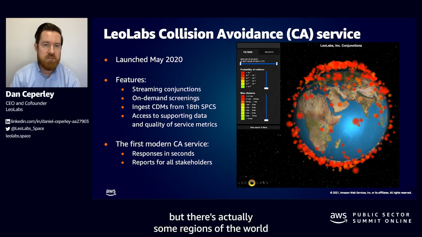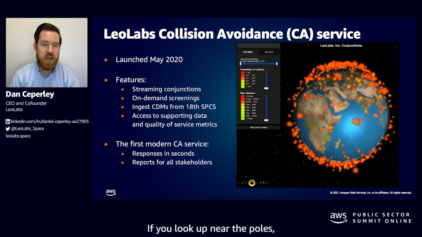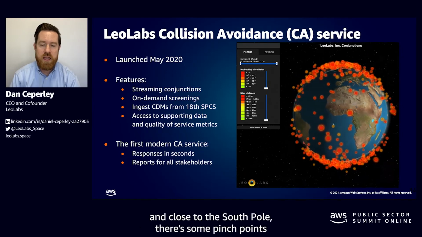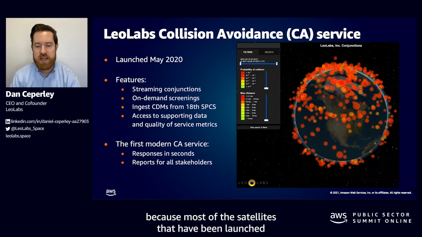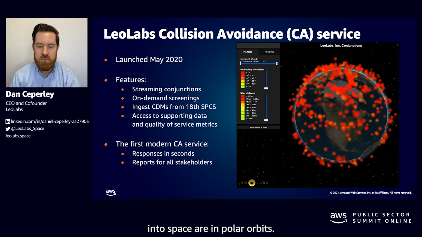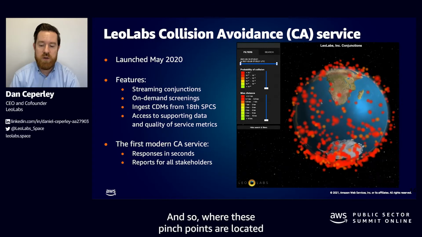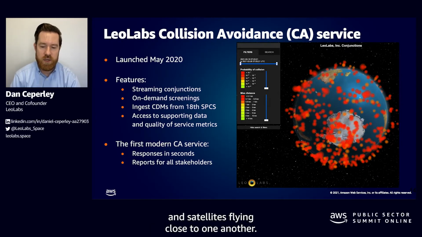But there's actually some regions of the world where there's more likely to be collisions. If you look up near the poles, close to the North Pole and close to the South Pole, there's actually some pinch points because most of the satellites that have been launched into space are in polar orbits. And so where these pinch points are located is more likely to have debris and satellites flying close to one another.